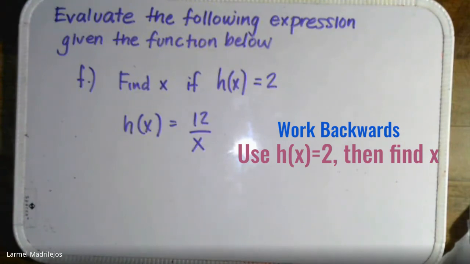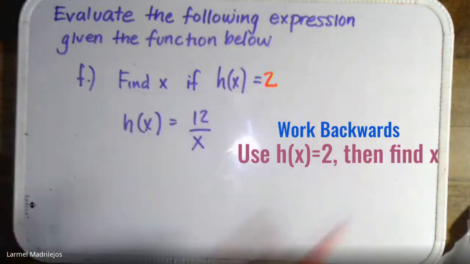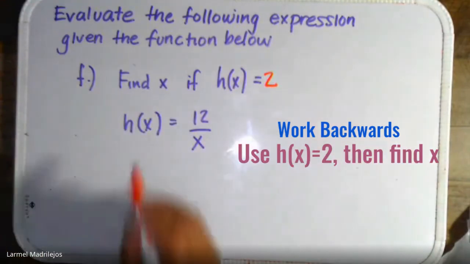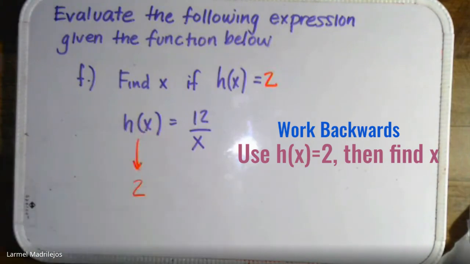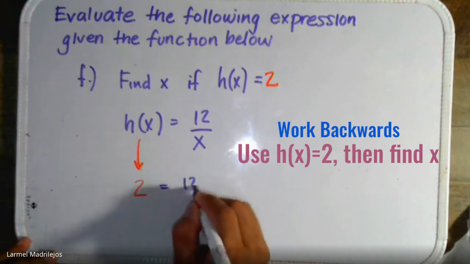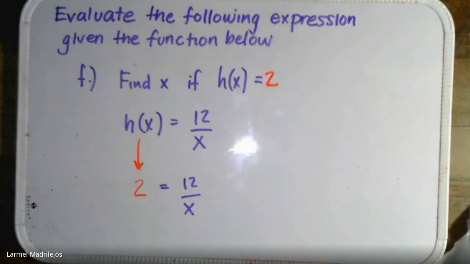Again, let's change this color. So it means h of x equals 2. This is backward. So this time, this group here, h of x, it means 2, equals 12 over x. So this means there are two ways to do this. Cross multiply. That's the best way you can do here.